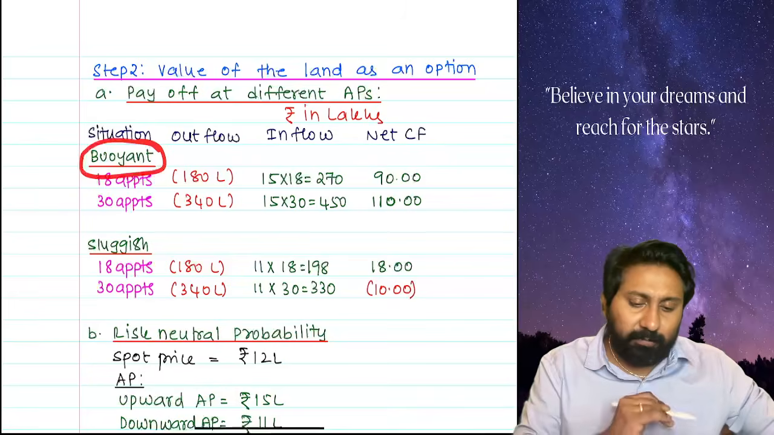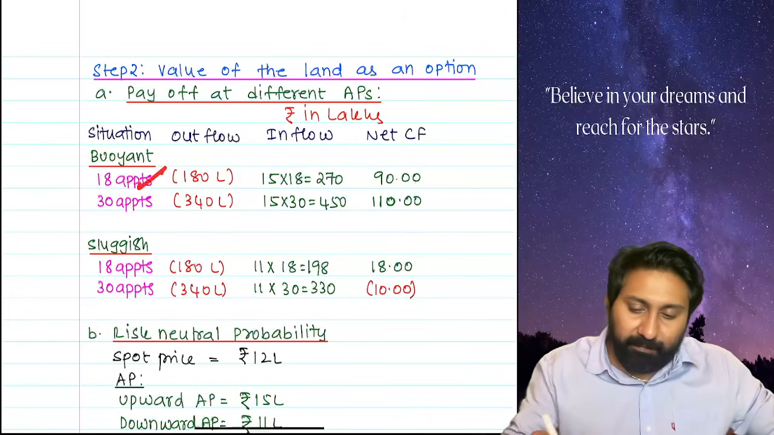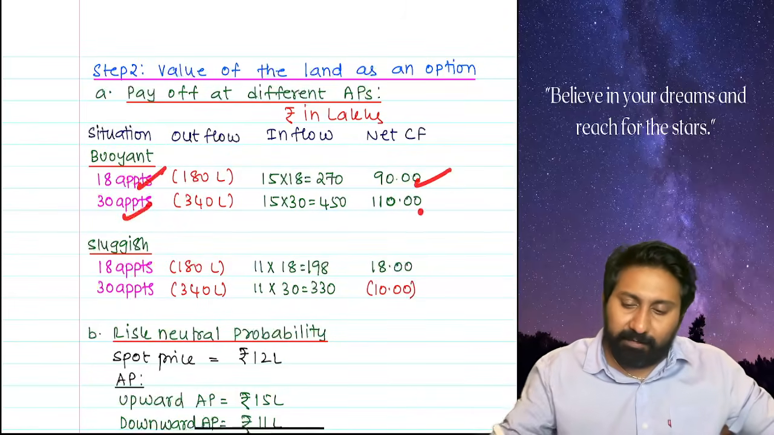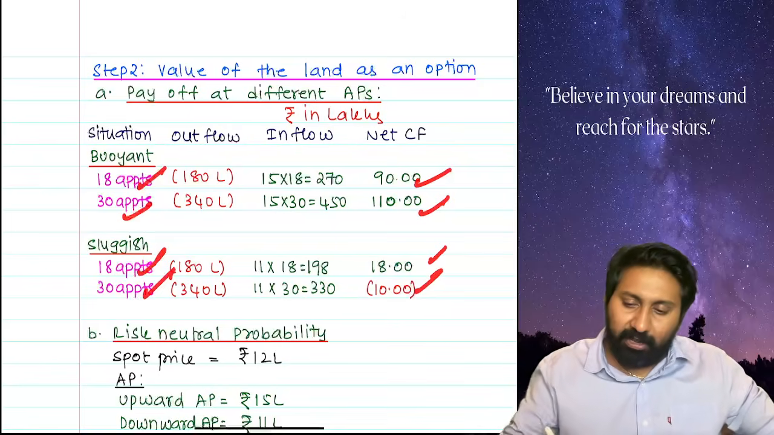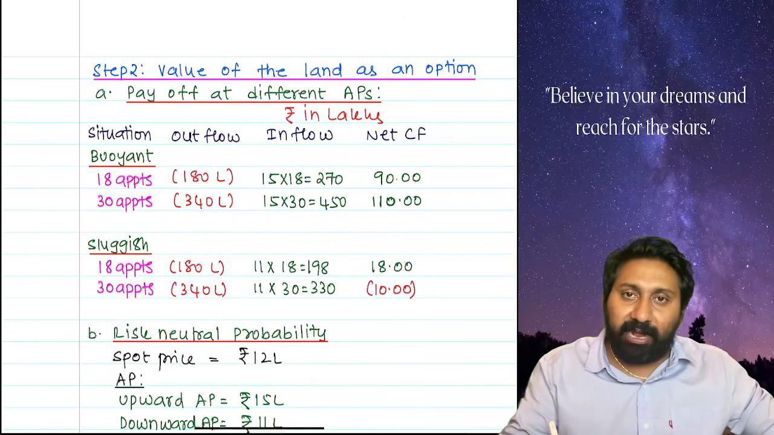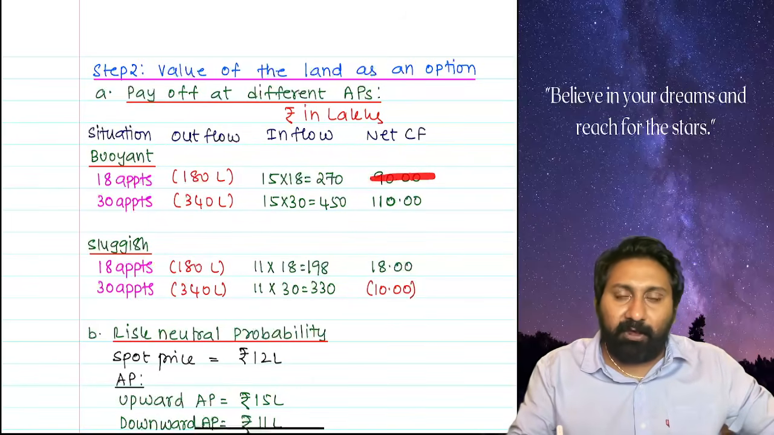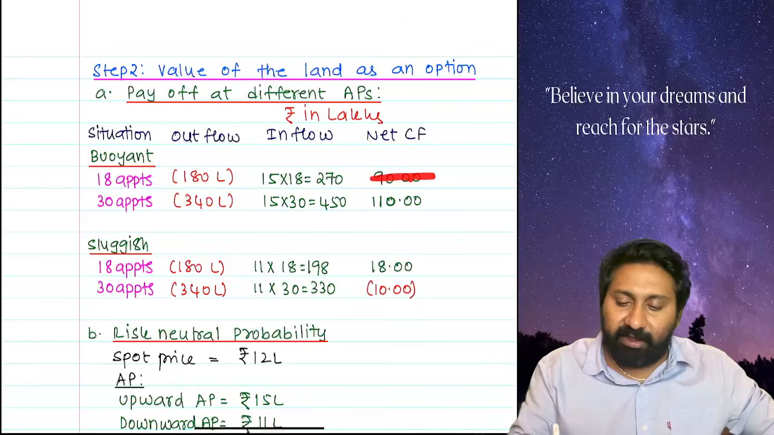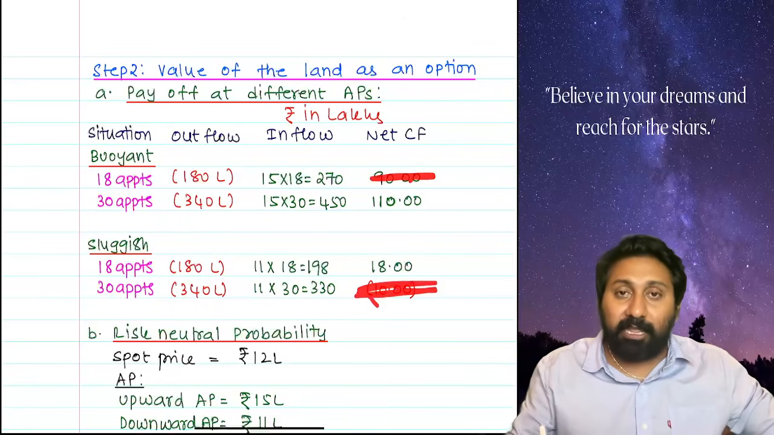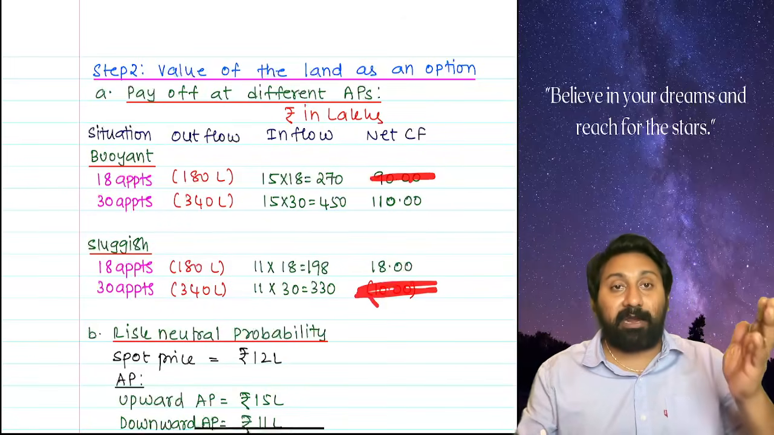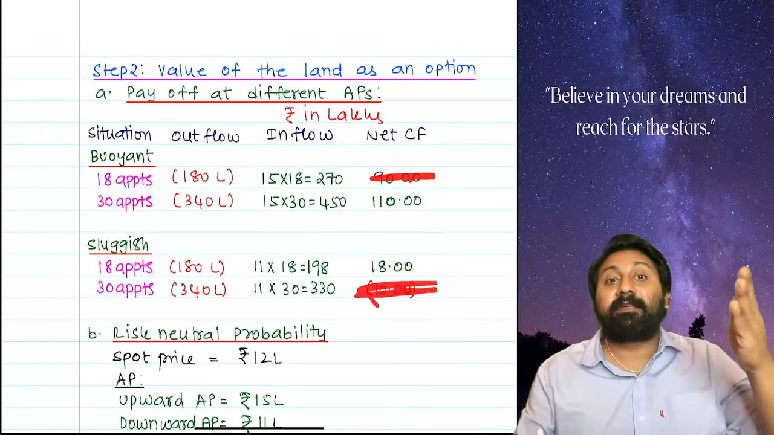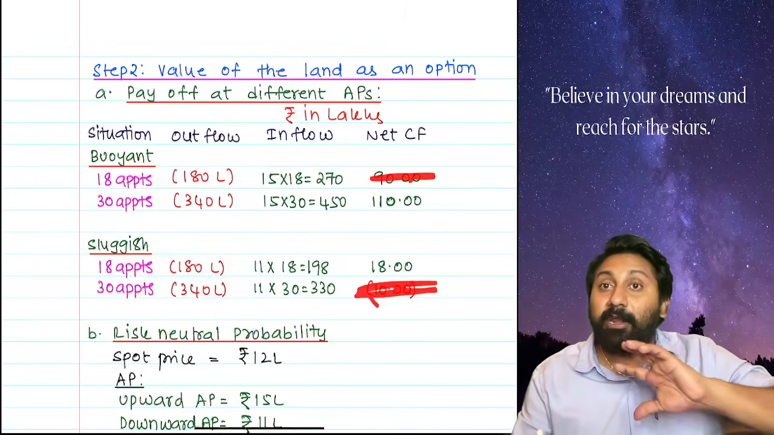If the market is buoyant, 18 apartments give me 90 lakhs, 30 apartments give me 110, 18, 30, 30 lakhs. When there is a chance of 110, why you will go for 90? 90 strike. When the market is sluggish, when there is 18, why I will go for 10? I will strike it. That means after striking, what will happen? If the market is buoyant, I will go for 30 apartments. If the market is sluggish, I will go for 18 apartments. Now I have an option.